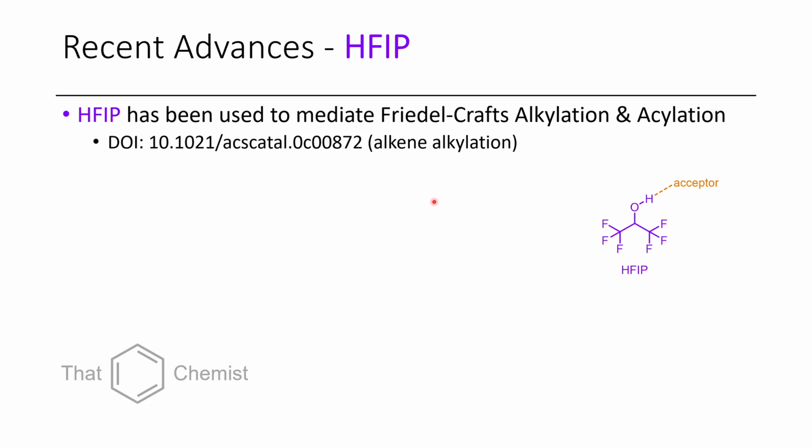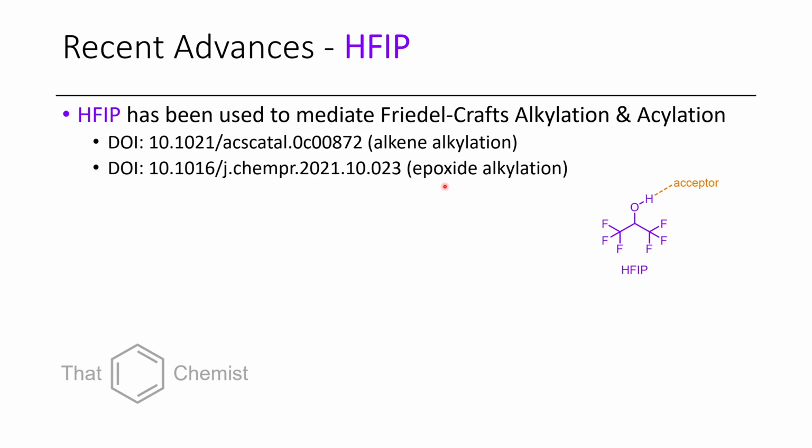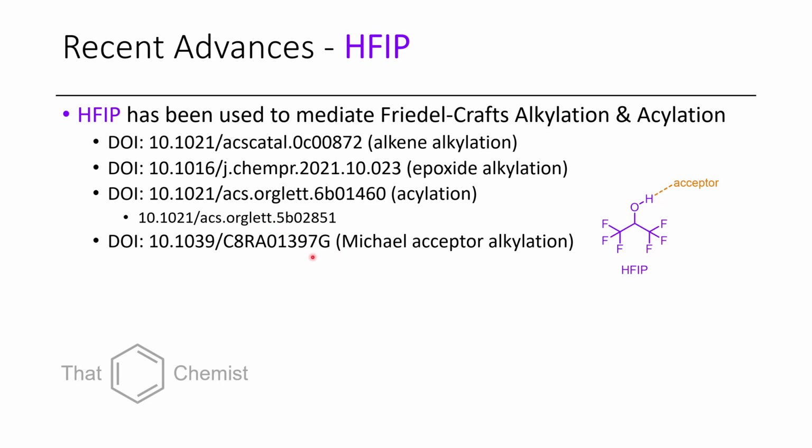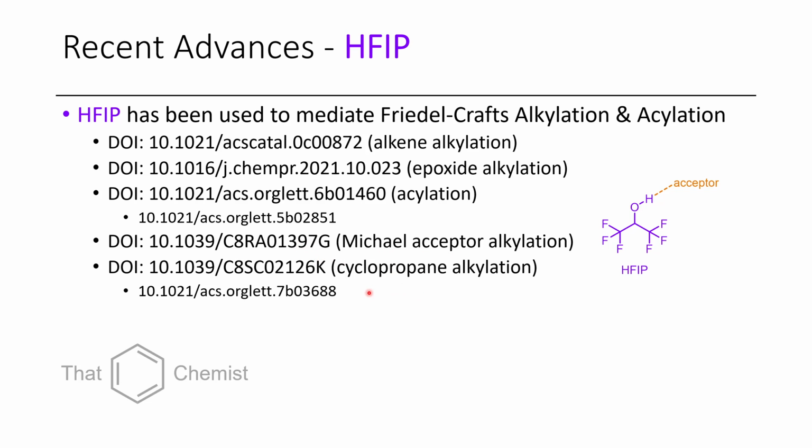The most noteworthy thing from all of this that I really wanted to highlight in this lecture is that almost all of this chemistry can be done using hexafluoroisopropanol in place of Lewis acids. And so it's been used to mediate Friedel-Crafts alkylations for the alkylation of electron-rich arenes with alkenes, with epoxides, as well as acylation, both inter- and intramolecular. Additionally, Michael acceptors have been used as alkylating agents with electron-rich arenes, as well as cyclopropanes.